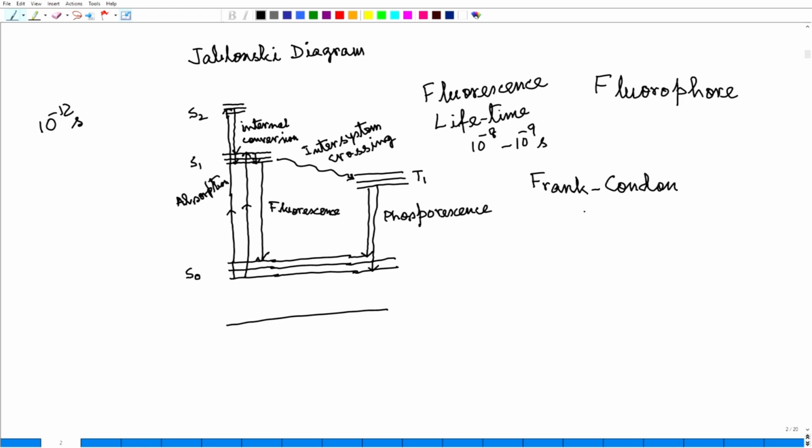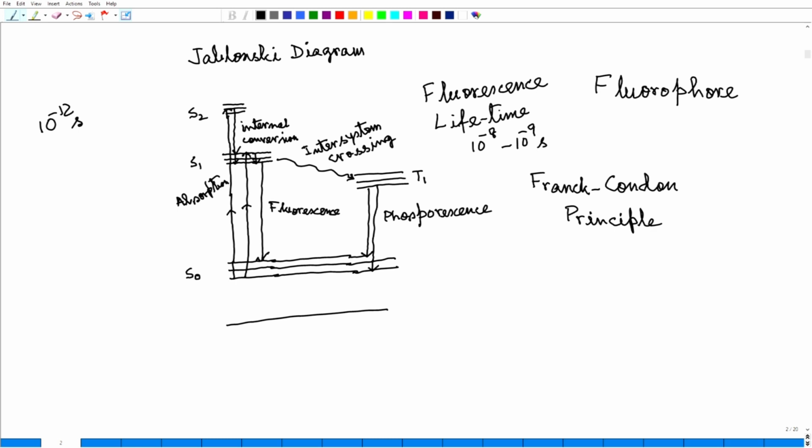Franck-Condon principle. Nuclei are assumed to be stationary when fluorescence, going up and coming down, is taking place.